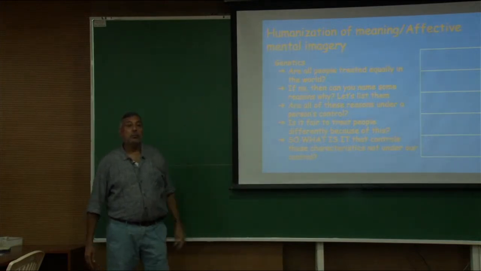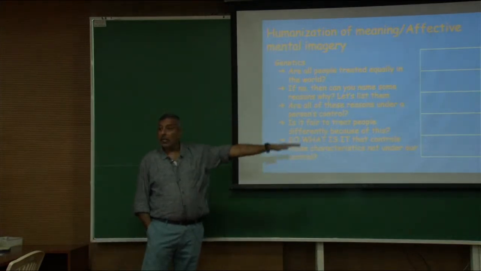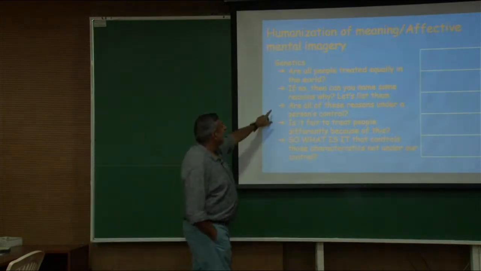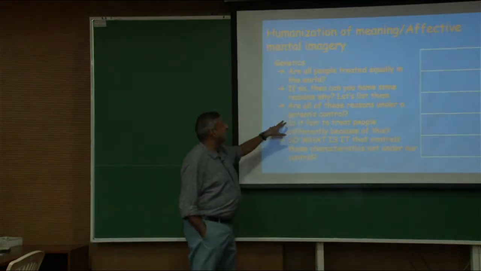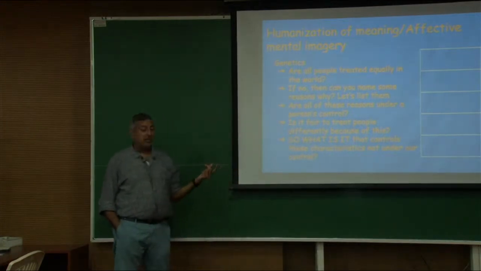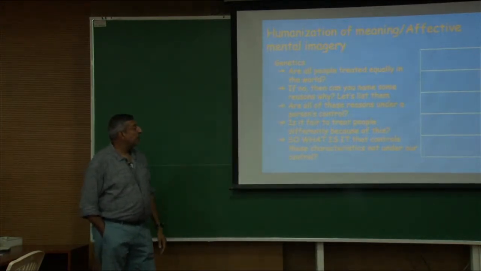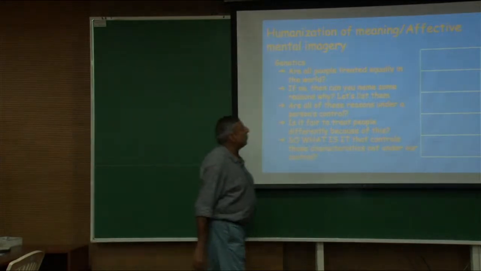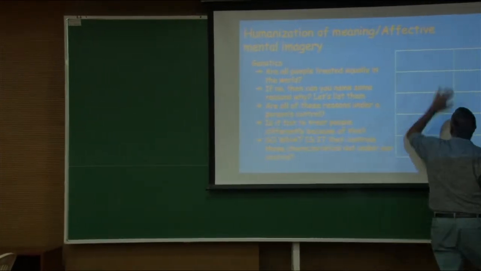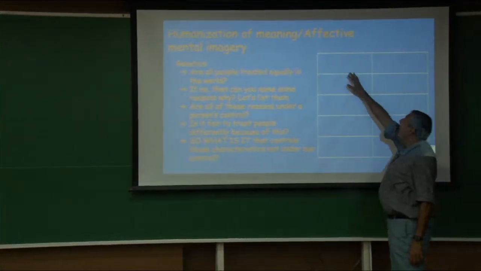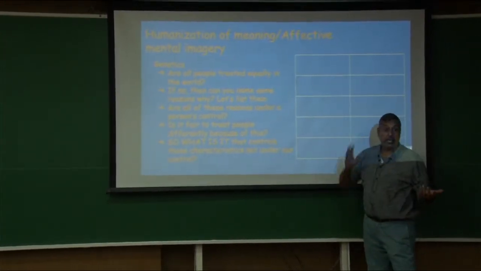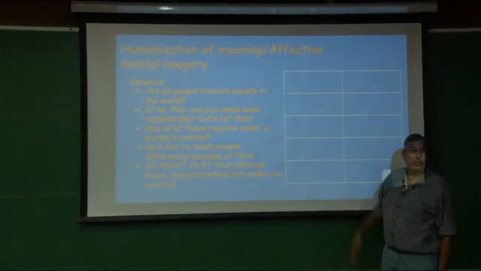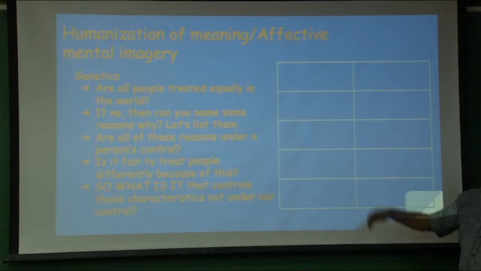My 2 columns were basically what's under our control and what's not under our control. Okay? So are all of these reasons under a person's control? No. Is it fair to treat people differently? No. And again, fierce debate. So we had all kinds of things. So under our control, we had education, for example. We had clothing. We had personal hygiene.